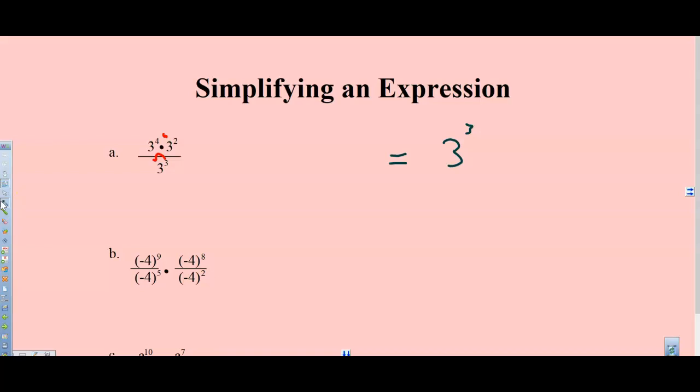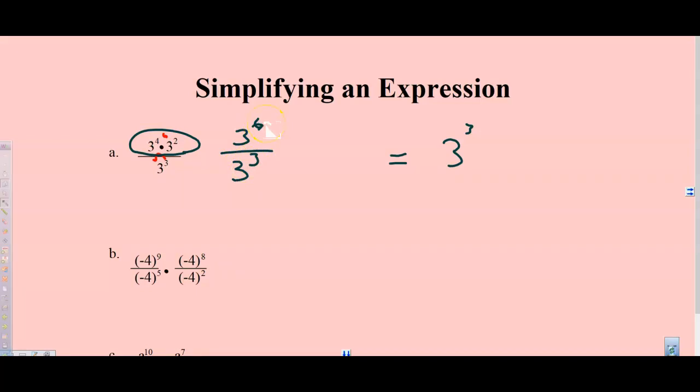Erase all that, and let's dive in using now the product of powers and the quotient of powers properties. Okay, a little less work if you understand what they're saying. So the product of powers says when we're multiplying the same base, which is what we're doing in the numerator, let's add those exponents. So we have 3 to the 4th plus 2, which is 3 to the 6th. Then in the denominator, we have 3 to the 3rd.